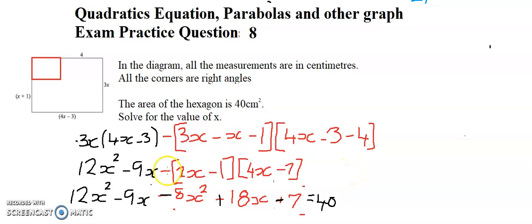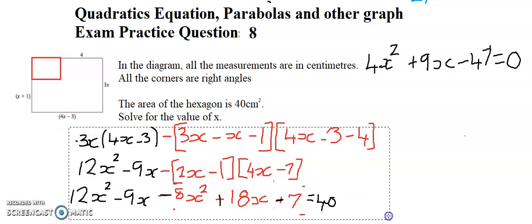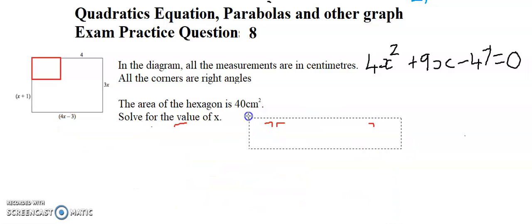Let's simplify this now. We've got 12x squared, take away 8x squared equals 4x squared. I've got negative 9x plus 18x equals plus 9x. Now if I take away 40 from both sides, that's going to get me negative 47 is equal to 0. So now we have our equation. Because we have our equation, we are now going to solve it.